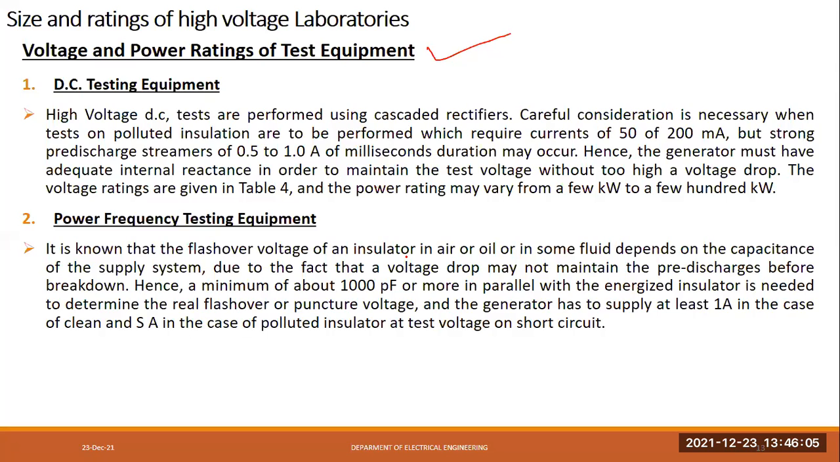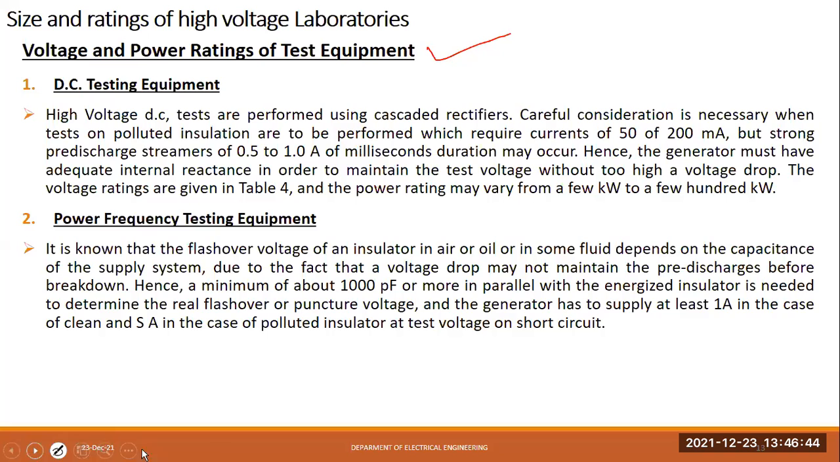So in such cases you should keep in mind that whatever capacitors there are, if we are arranging them in parallel and then energizing the insulator, then whatever values we are adopting should have to supply a clean supply, or clean amperes, for this polluted insulator. And at around this test level, if we are conducting a short circuit test on this equipment, then it should provide a proper current as well as proper supply to this equipment. So this is all about the power frequency testing equipment, right?